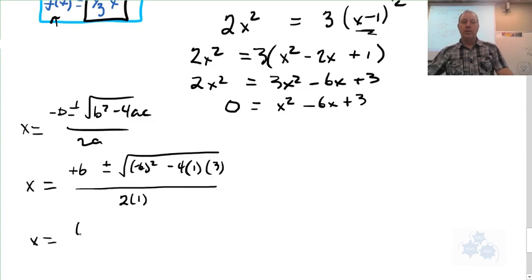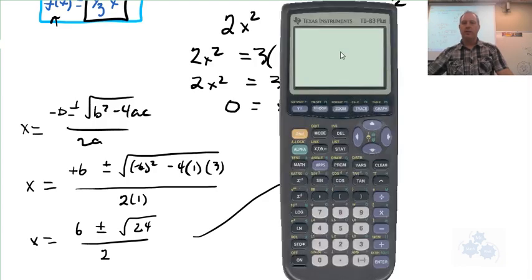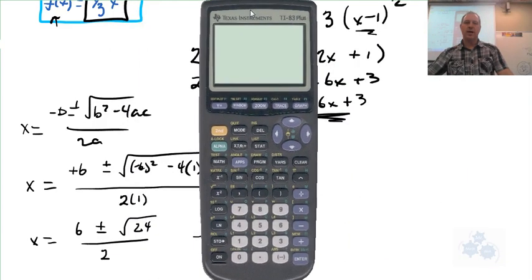So let's see what we have here. 6 plus or minus. Can we do all this in our head? I'm not really sure, can we? That's going to be 36 minus 12, right, is 24. So that's root 24. That's going to be an irrational number. So there's no integers that solve this. It's going to be something irrational. So if we evaluate this now, we could write it as a rough decimal.